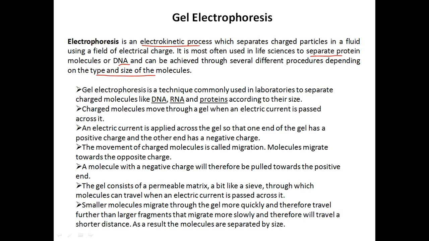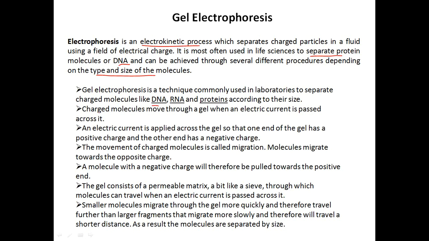So what is done in gel electrophoresis? It's a commonly used technique in bio laboratories or science laboratories for separating charged molecules. We already said that nucleic acids are negatively charged molecules. RNA, DNA, and proteins are also charged. Their net charge will differ based upon the kind of amino acids they have. So these will move differently in an applied electric field, based upon their size.